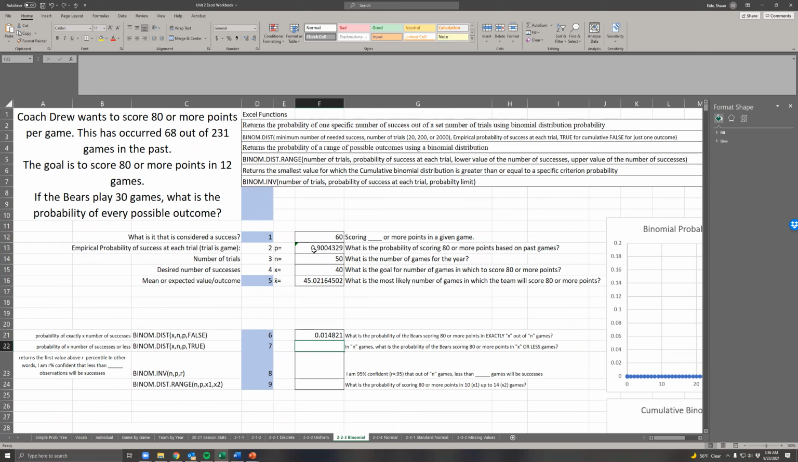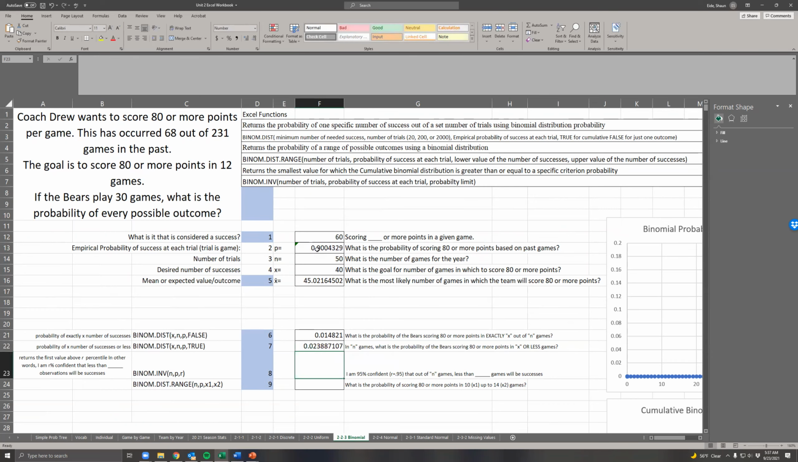So the next thing that we're going to do is say, what is the probability of having 40 or less games? And so we're going to do pretty much the exact same thing, equals binom.dist. And we're going to have the number of successes, which is 40, the number of trials, which is 50, and the probability of success at each trial. And then instead of false, we're going to put in true. And you notice there it says true cumulative distribution.